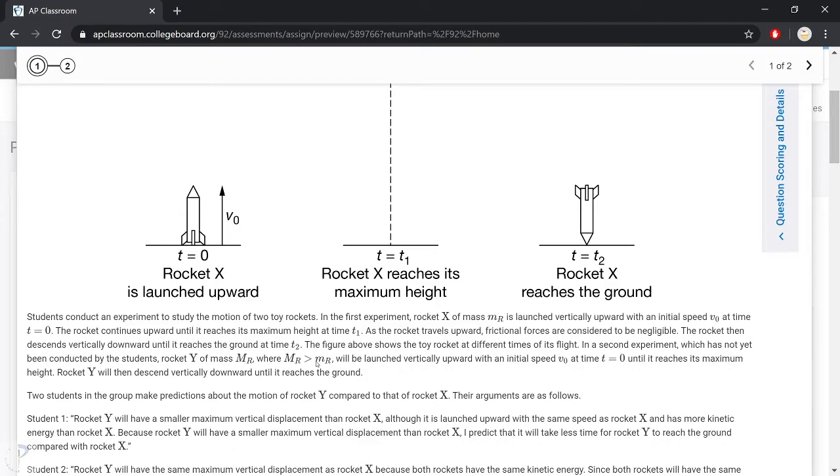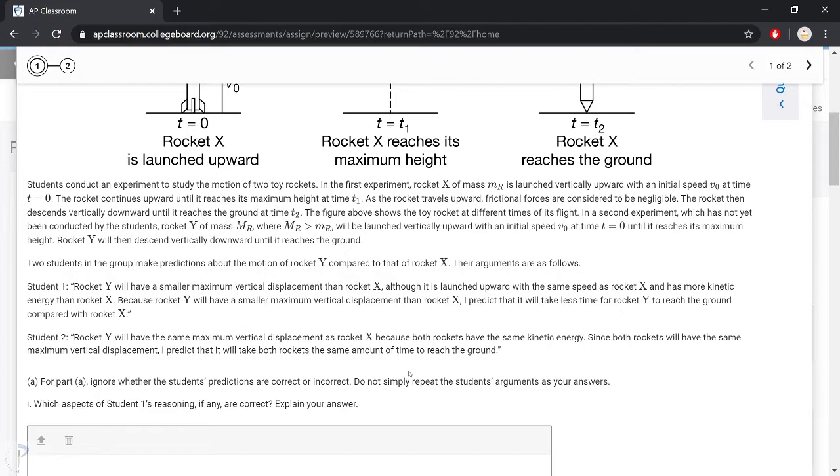In a second experiment, which has not yet been conducted by the student, rocket Y has mass mr. Okay, so same mass. Oh, whoa. No, it's not the same mass, where mr is bigger than little mr, of course. It will be launched vertically upward with an initial speed V0, same speed at t0, until it reaches its maximum height. Rocket Y will then descend vertically downward until it reaches the ground. So basically we're going to send up two rockets, one with a bigger payload, but with the same initial speed.